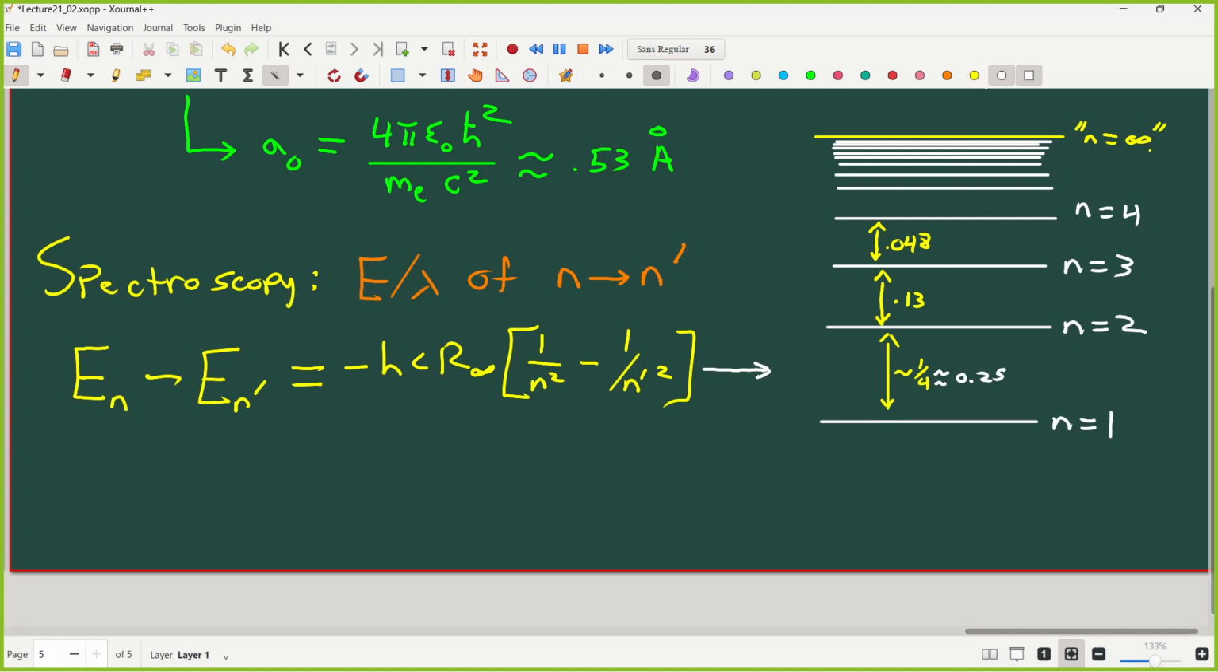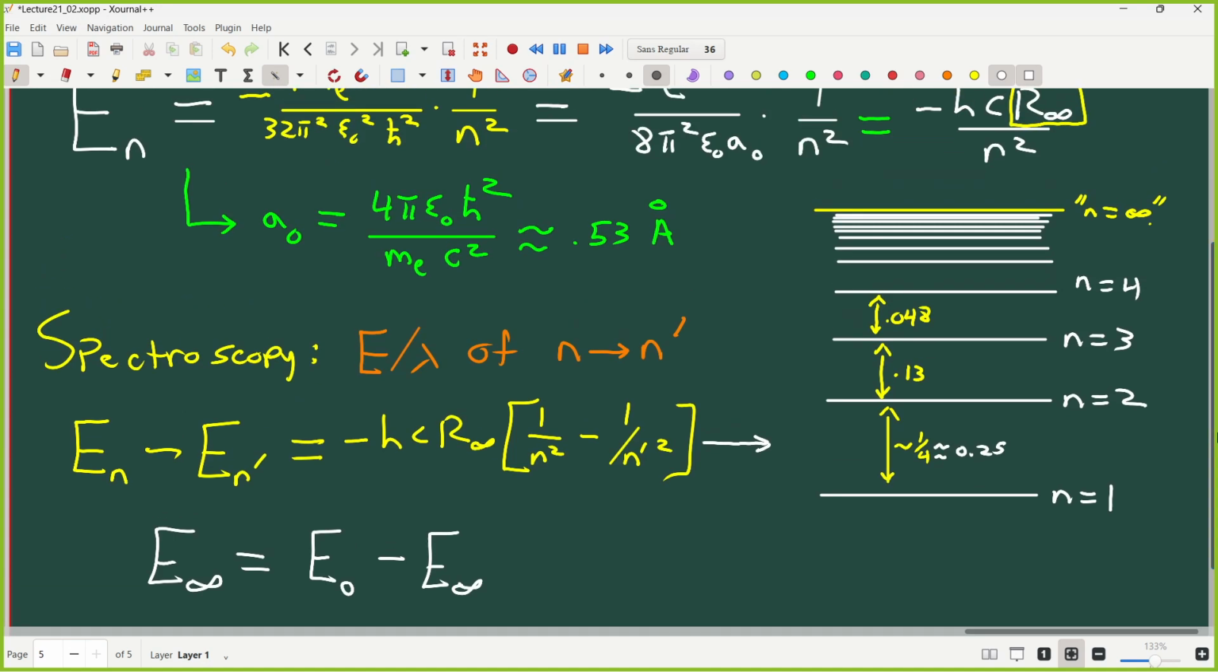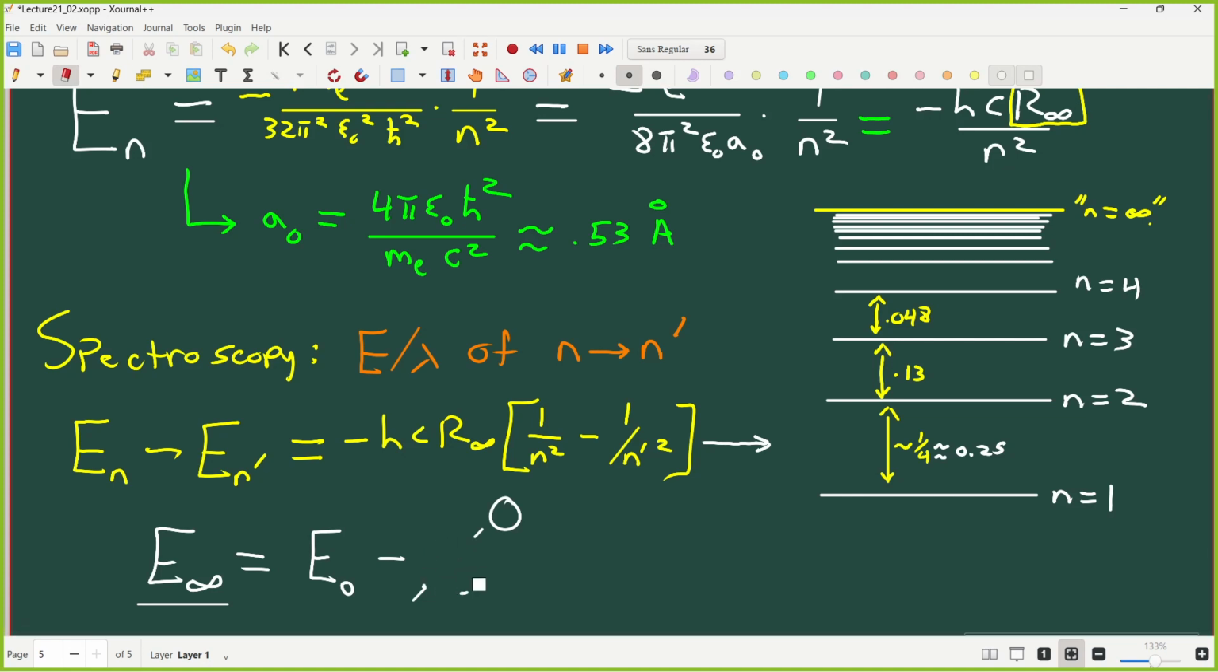Now, of course, what is that number? So what is E infinity? Well, it's going to be the difference between E0 and E infinity. Remember, it goes as 1 over n squared, and this goes to 0. Sorry, I apologize, I have this the wrong way. I need to do the upper state minus the lower state. So it's going to be E infinity minus E naught.